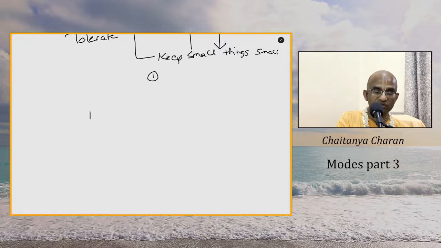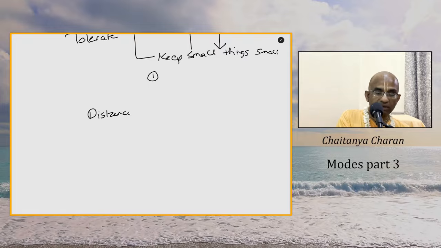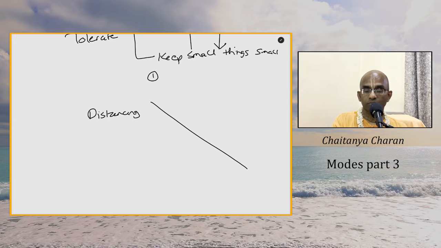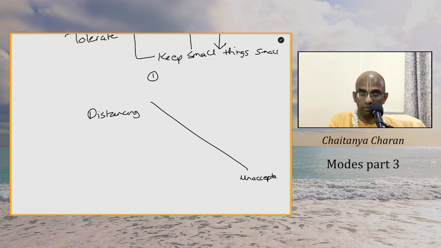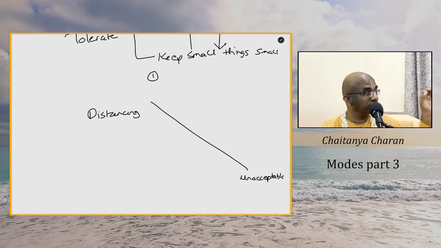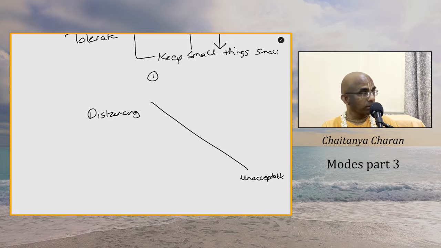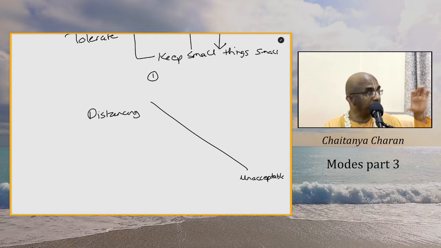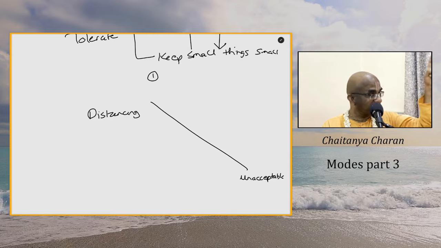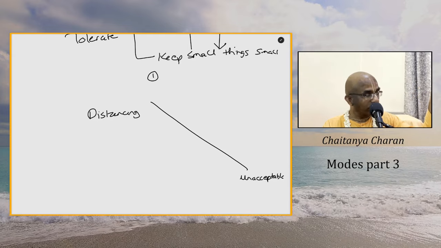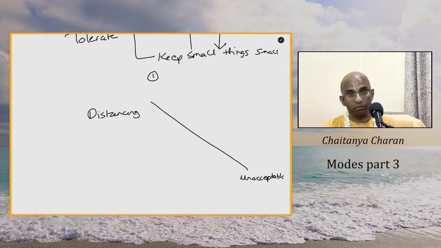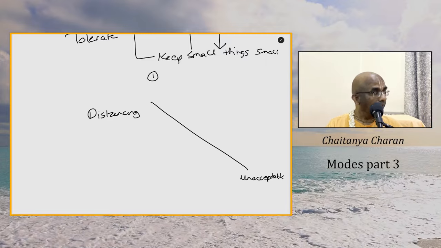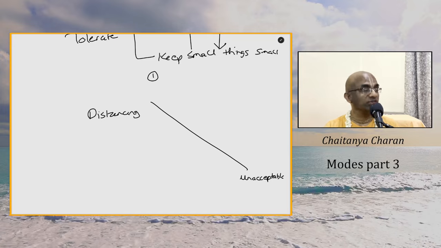So basically, distancing, we can begin with that which is unacceptable for us. I myself should feel this is something which I should not be doing. There are many things which we intellectually understand I should not be doing, but our mind does not see it as such a big deal. It may be a big deal, but with those, it's difficult to distance ourselves.